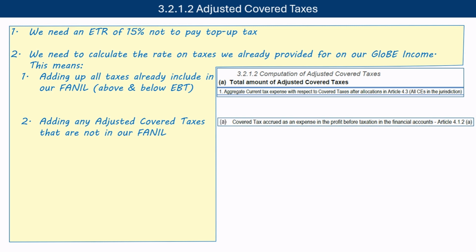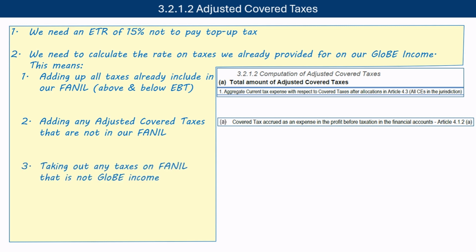Then obviously you're going to add any adjusted covered taxes which are not in our financial accounts, because if it is in a GloBE account but not in financial accounts, then we need to take those taxes into consideration as well. And you can see here we take the covered tax accrued as an expense in the profit before taxation in the financial account. So you might have some port taxes or some funny taxes which for GloBE purposes are taxes, but for commercial purposes we've treated them as a cost.